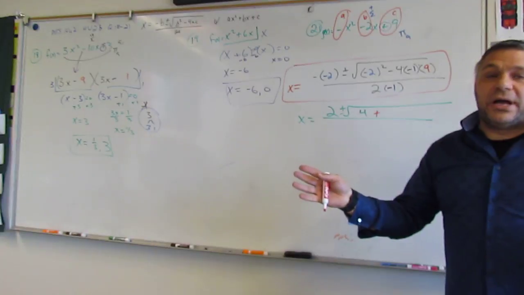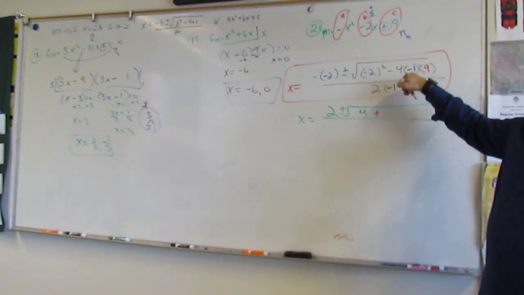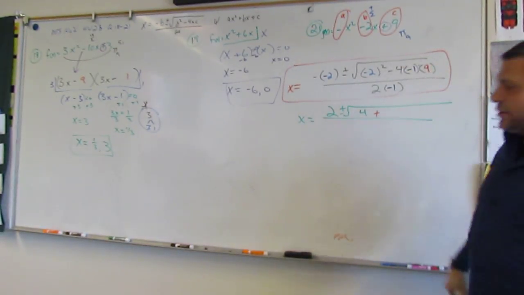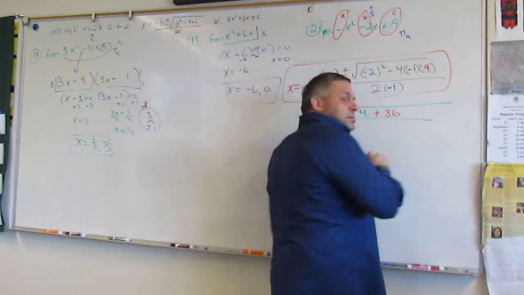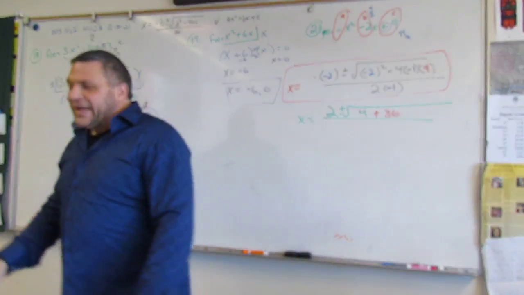Next, do the multiplying. What's 4 times 1? 4 times 9. 36? Oh, yeah. Okay. I thought I heard 37.